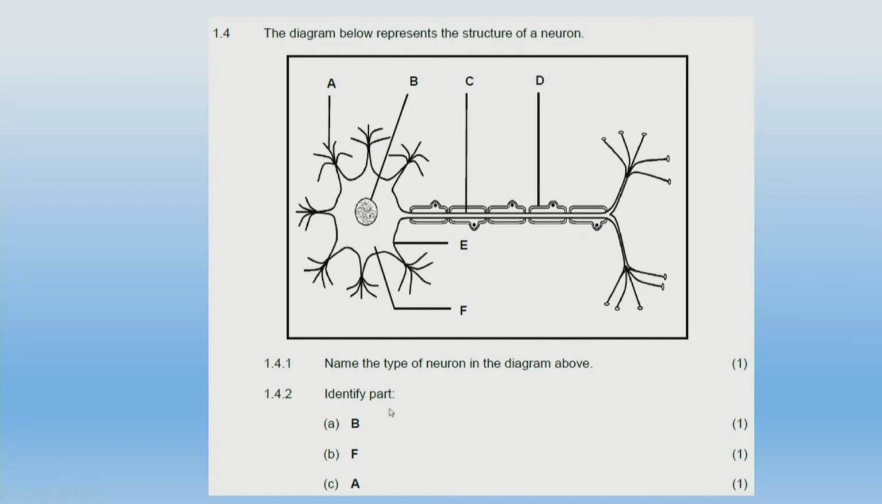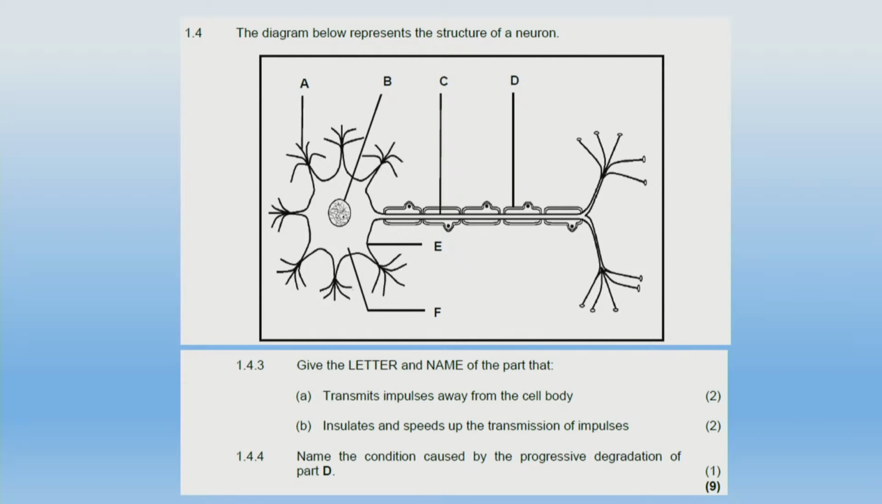1.4.2, identify part number B, F, and A. So part number B, let us look at B. B represents the nucleus or nuclear membrane. And then F, here is F. F is this space, and it is the cytoplasm. And then A, dendrite.